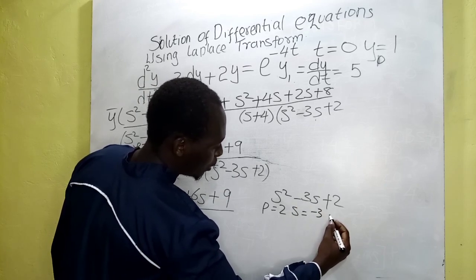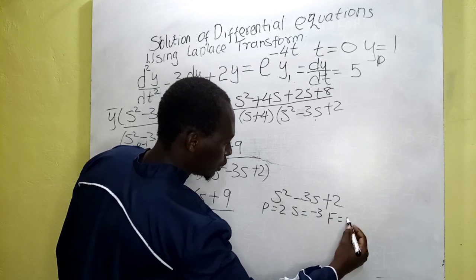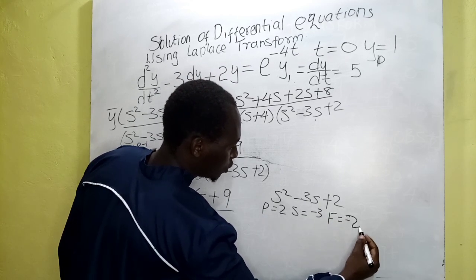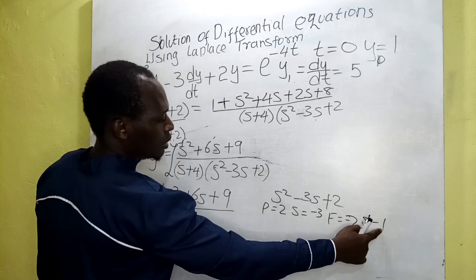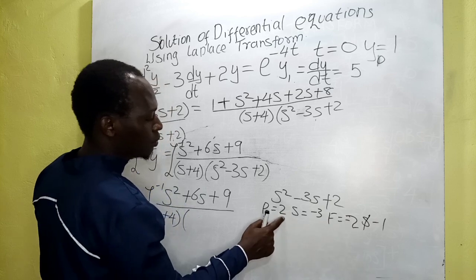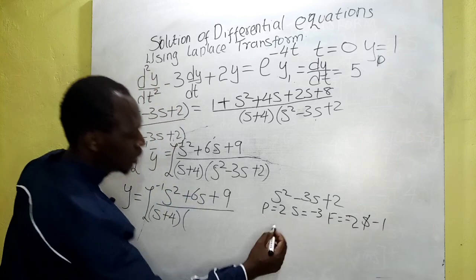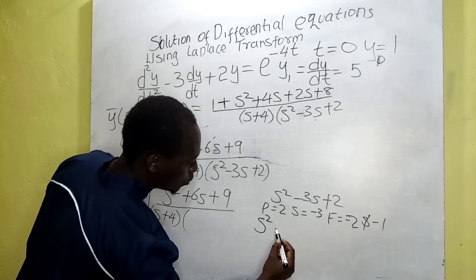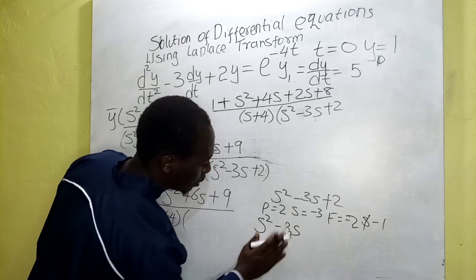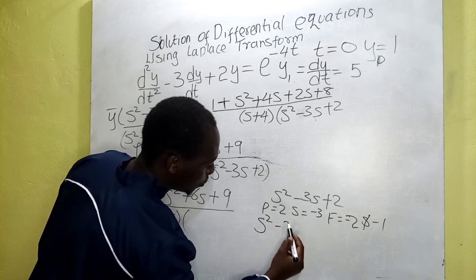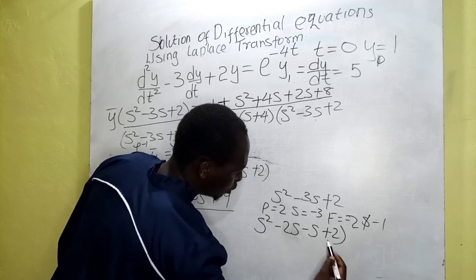Now we are going to have our factors as negative 2 and negative 1. Because when you take negative 2 and multiply by negative 1, you must get a positive 2, and when you add them, you must get negative 3. That means now we are going to have s squared, we subtract 2s, we subtract s, we add 2.